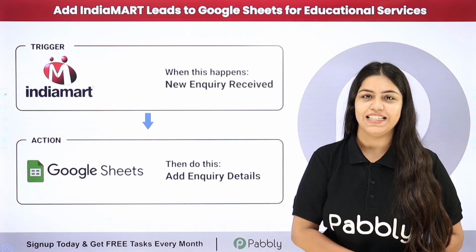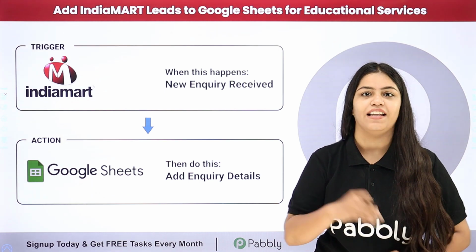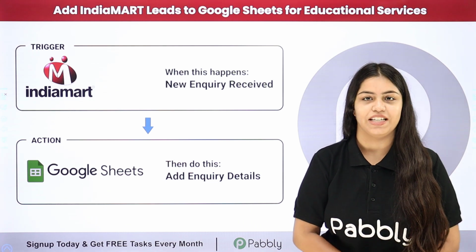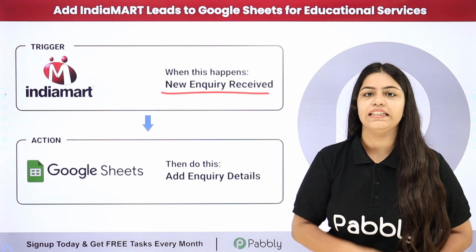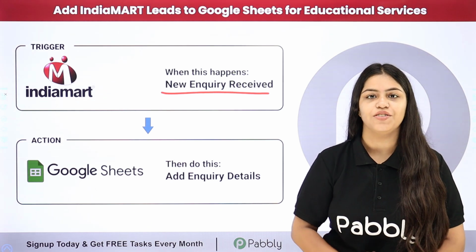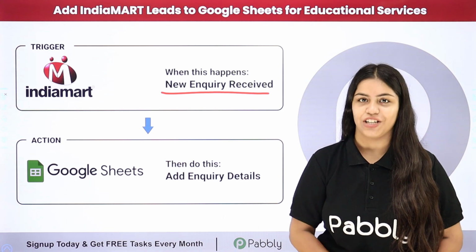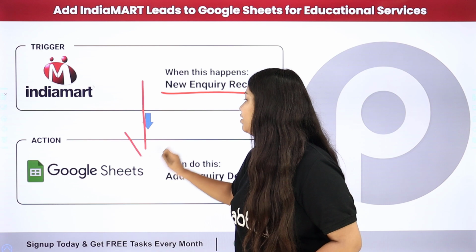So with it I'm doing the same. I manage a business related to educational services and we sell our courses online with the help of our IndiaMART account. So now what I want is that as soon as a new inquiry is received through my IndiaMART account, automatically the details of that inquiry should be added to my Google Sheets so that my sales team can follow up quickly and efficiently. So to do this, we are going to create a connection between IndiaMART and Google Sheets.